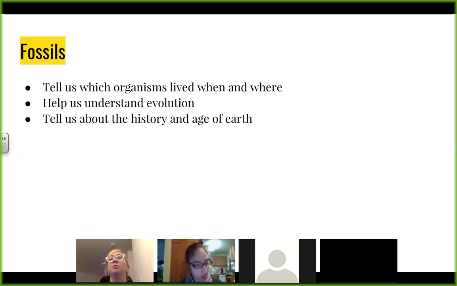So fossils help us put together a picture of how organisms have changed over time. And then they also help us learn about the history and the age of Earth, right? What was happening on Earth during those times? And if we find tons of fossils, sometimes that can even tell us when something went extinct. We have a bunch of fossils, and then the next layer of Earth, there's none. Okay, that animal went extinct.